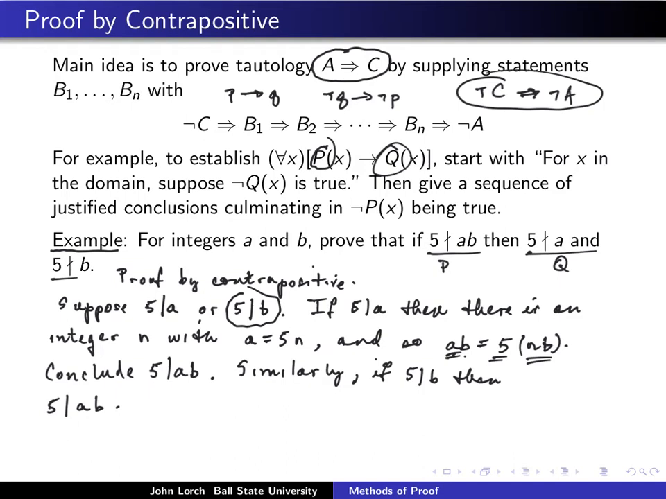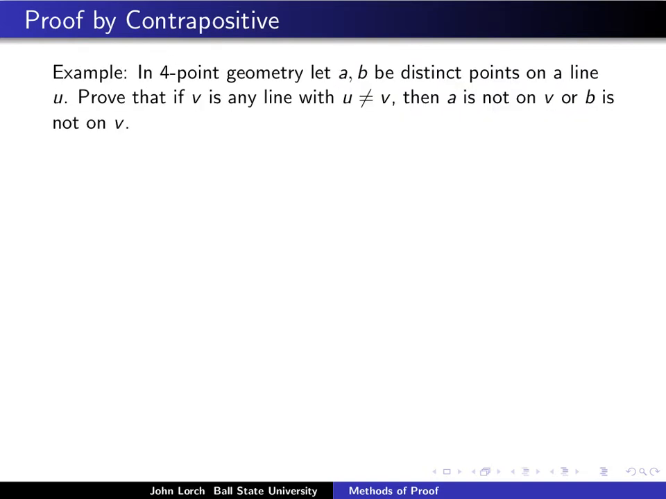And we're done, right? Remember that we wanted to conclude that not P is true, right? So not P in this case would be 5 does divide evenly into A times B. So that's our proof by contrapositive.